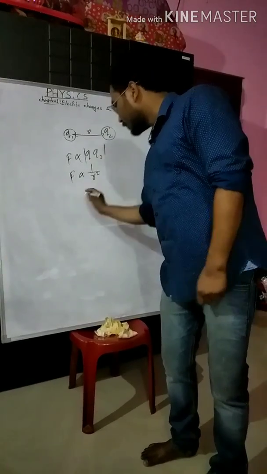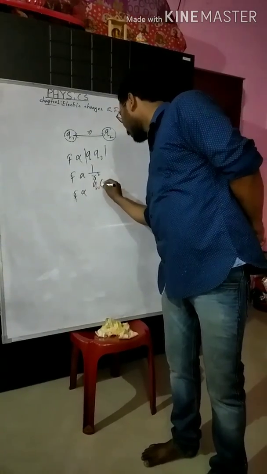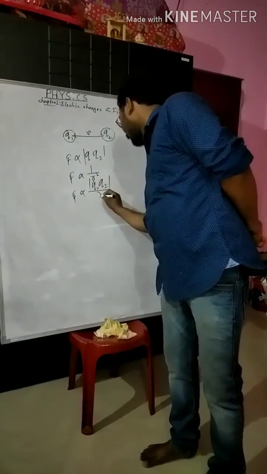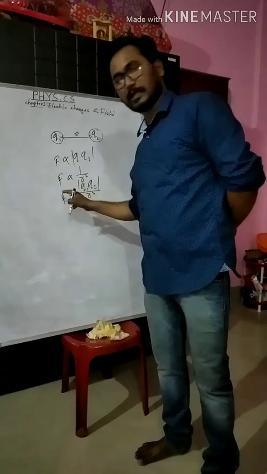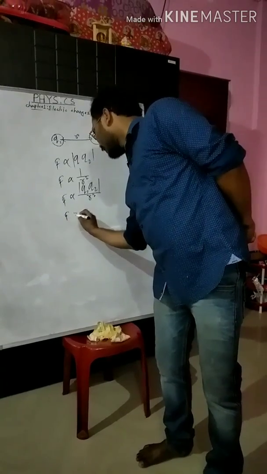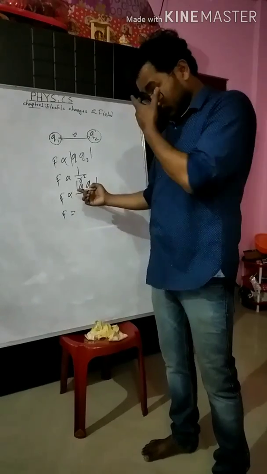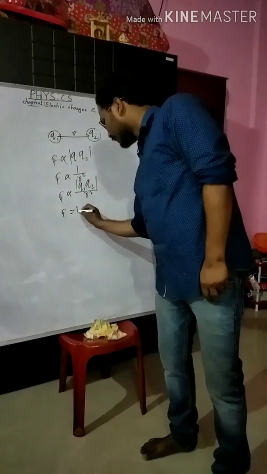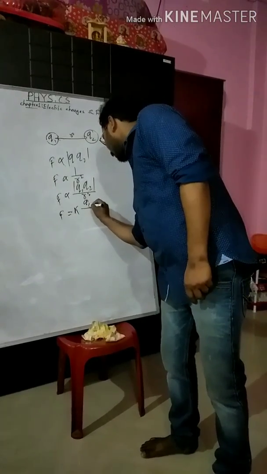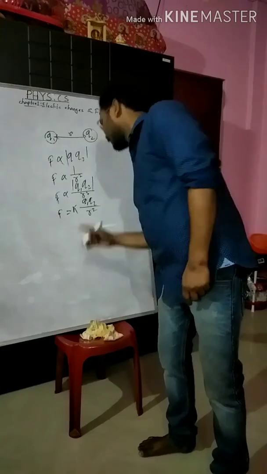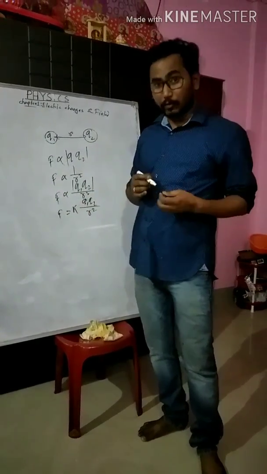Now if I combine these two equations, F will be proportional to |Q1 Q2| by R square, right? As there is a proportional sign here, if you want to write an equal sign, you always have to put one constant. Suppose that constant is K, so the expression will become F = K Q1 Q2 by R square. This is the expression. Now this K should have a value, right?